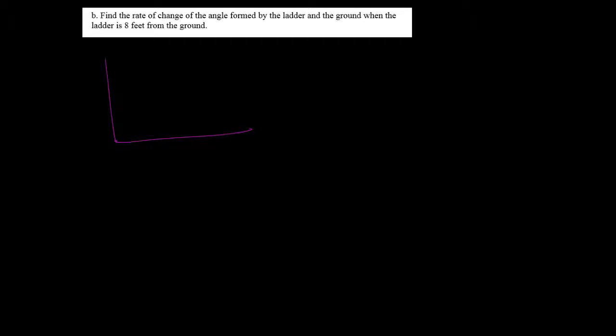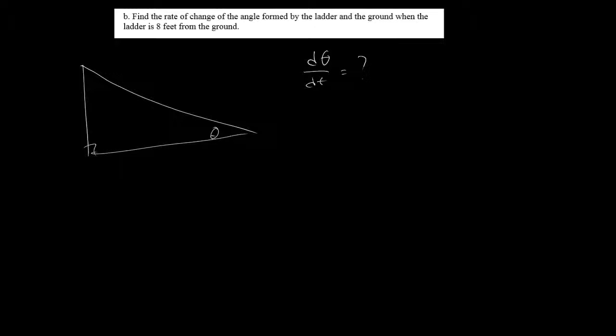So now we want to find the rate of change of the angle formed by the ladder and the ground when the ladder is at 8 feet from the ground. So we have the same problem, only now we're looking for our theta. We want to find the rate of change of the angle, so we're looking for d theta/dt. What is our d theta/dt?